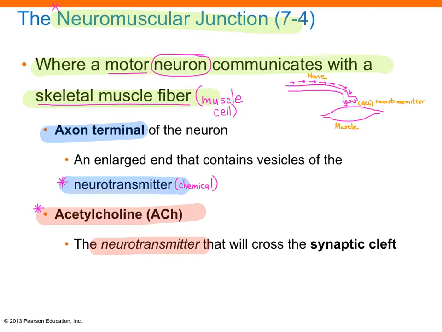Now, the neuromuscular junction is where the nerve and the muscle fiber connect. It's a junction where the 2 meet, or the nerve and the muscle fiber communicate. The axonal terminal contains vesicles, and those vesicles contain a neurotransmitter called acetylcholine. That neurotransmitter will cross the synaptic cleft. That's the area between the nerve and the muscle. And what that will do is cause an action potential, which will cause the release of calcium.